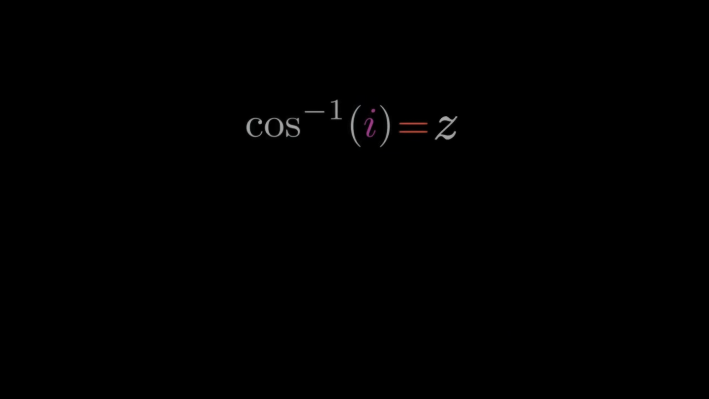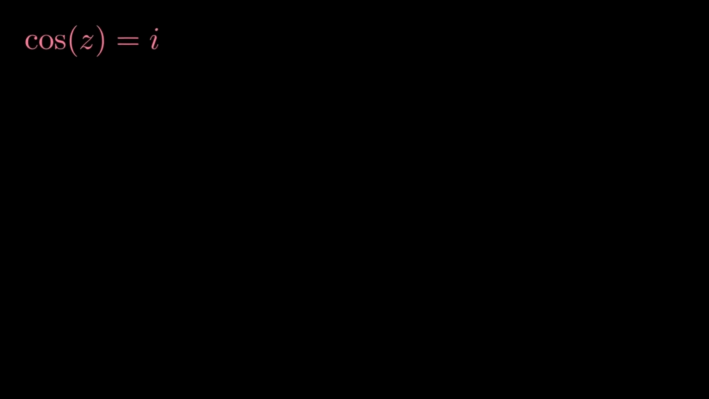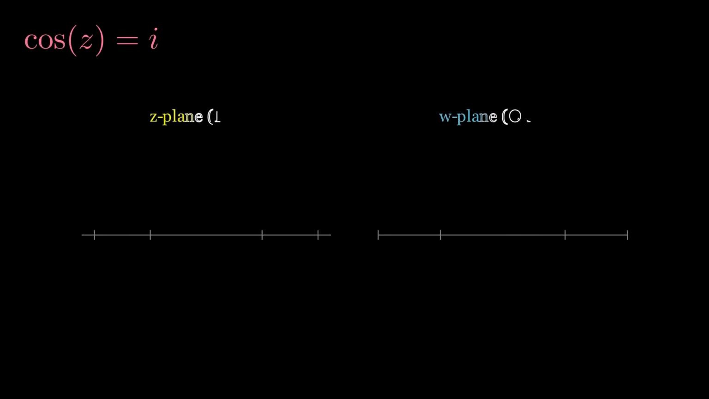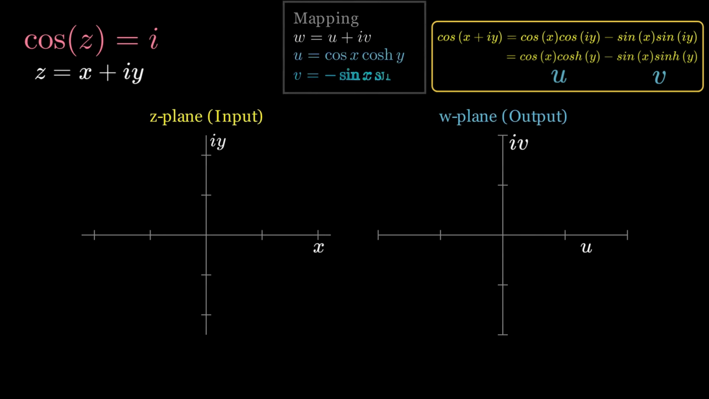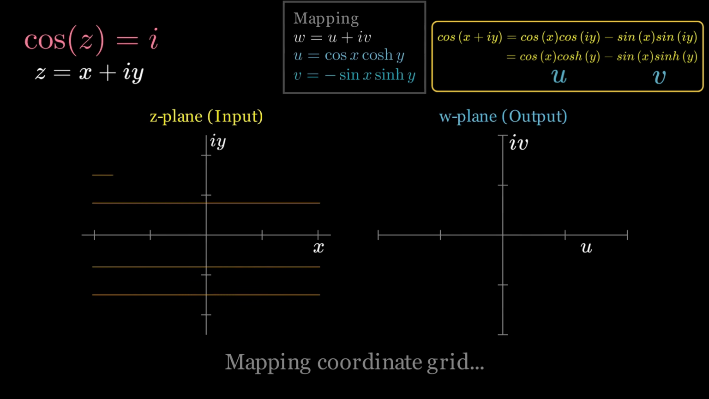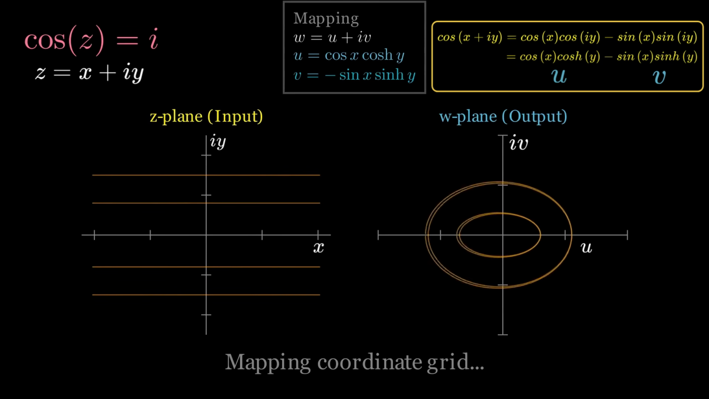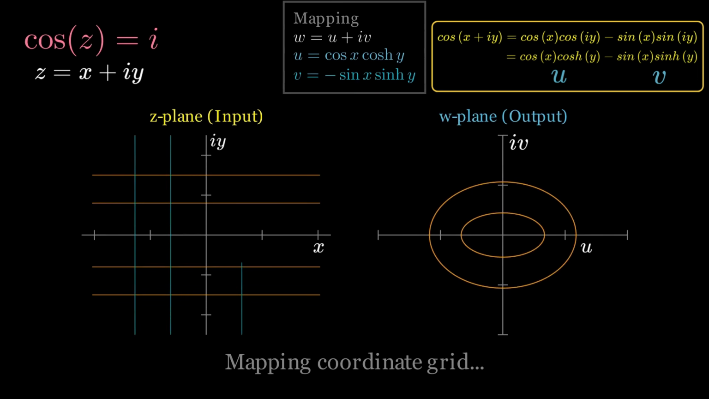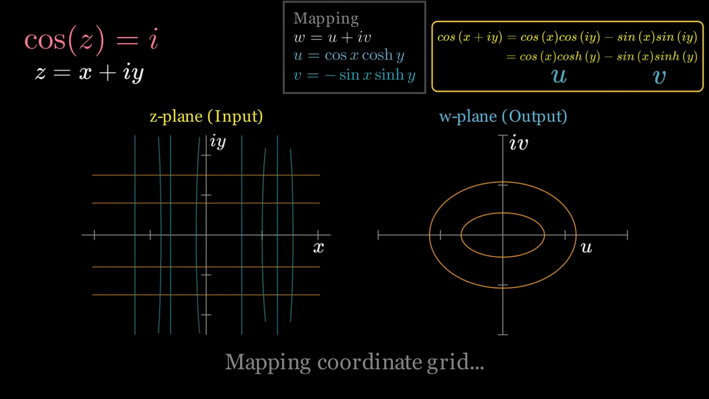Let's explore. To find arc cosine of i, we need a complex number z such that cosine of z equals i. So we start with cosine of z equals i and write z equals x plus iy. Think geometrically, w equals cosine of z maps the z-plane, input, to the w-plane, output. Expand cosine on a complex number, w equals u plus iv.